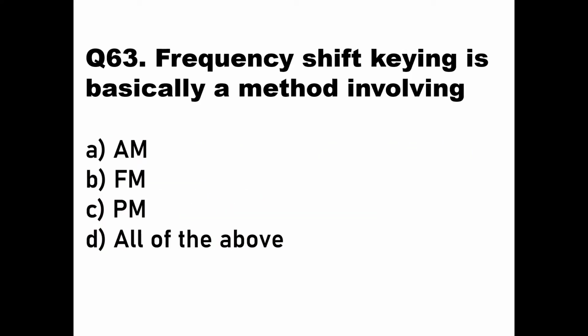Then we'll go to question number 63. Frequency shift keying is basically a method involving. The options given are amplitude modulation, frequency modulation, phase modulation, and all of the above. Frequency shift keying is a method where the frequency of the carrier is varied according to the input binary data, and it resembles frequency modulation. So option B, FM, will be the right answer.